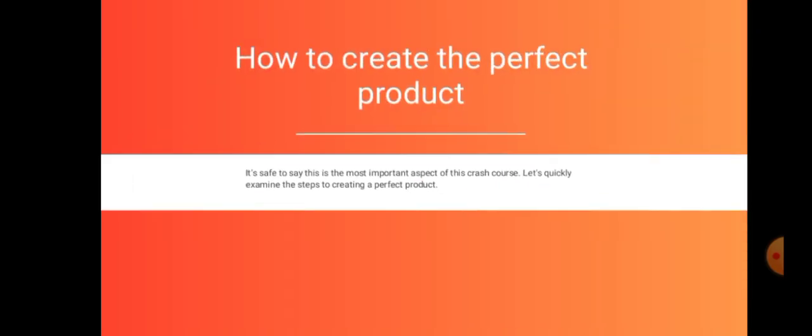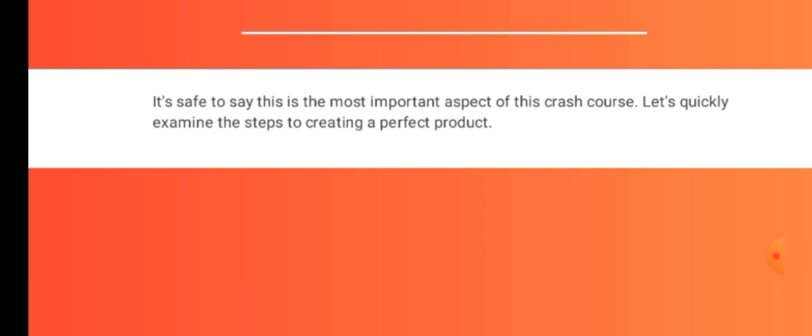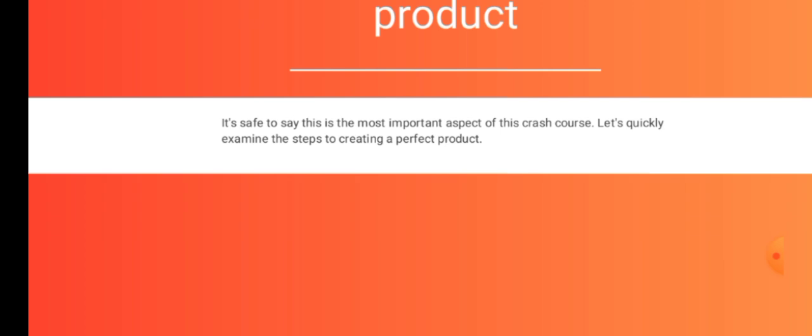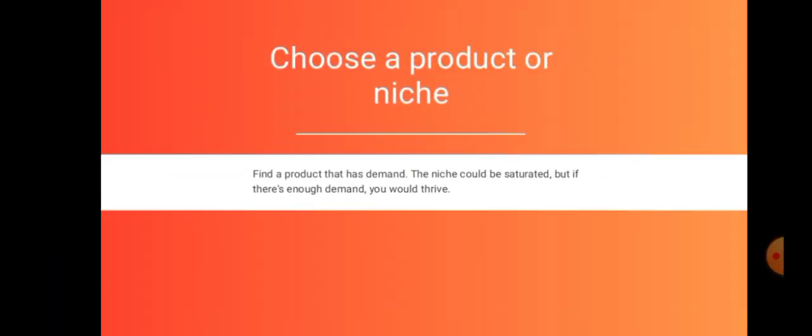Moving forward, let us look at how to create the perfect product. I think it's safe to say that this is the most important aspect of this crash course. So let's quickly examine the steps to creating a perfect product. Step 1 is to choose a product or a niche. Now you have to find a product that has demand. The niche could be saturated. The industry you choose could be very competitive, but if there is enough demand, you would still thrive.